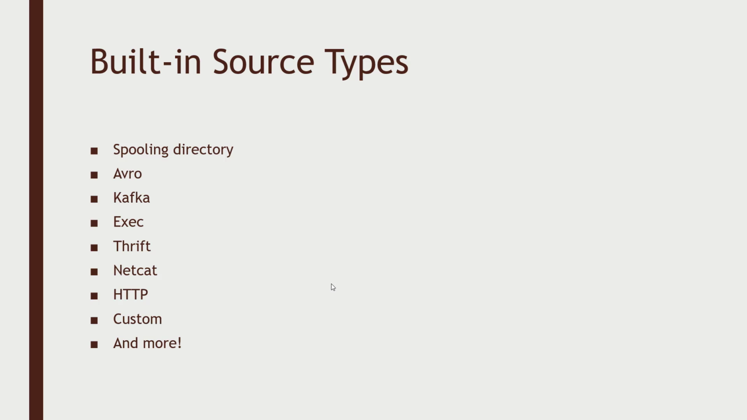Thrift, like Avro, is another data connection interface that you can use to tie different agents together. Netcat can be used to actually listen to data being streamed in on any arbitrary TCP port. There's also an HTTP source type that just listens to web traffic. And you can write your own sources from scratch as well in Java if you want to. So if you need to do something else or integrate with some custom server, you can do that too. And there's more I didn't even talk about.